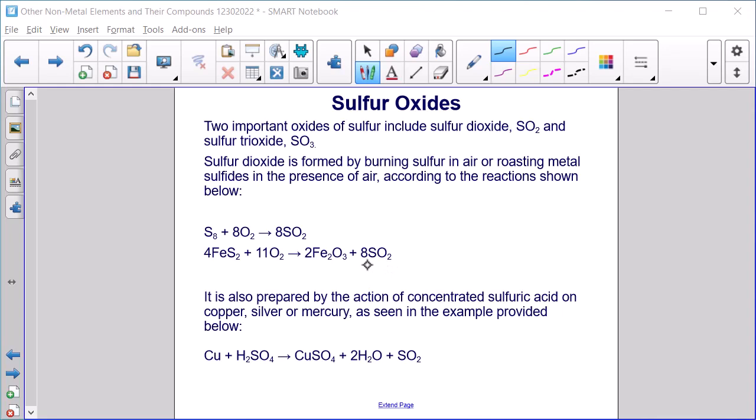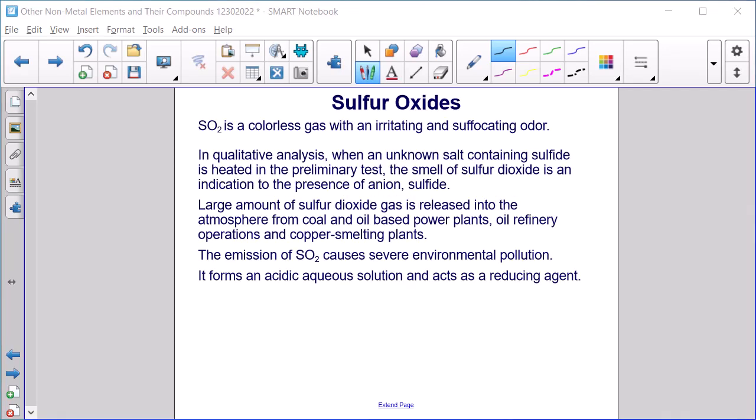It is also prepared by the action of concentrated sulfuric acid on copper, silver, or mercury, as seen in the example. So the example is showing copper, which will result in the production of sulfur dioxide. Sulfur dioxide, SO2, is a colorless gas with an irritating and suffocating odor. In qualitative analysis, when an unknown salt containing sulfide is heated in the preliminary test, the smell of sulfur dioxide is an indication of the presence of the anion sulfide.